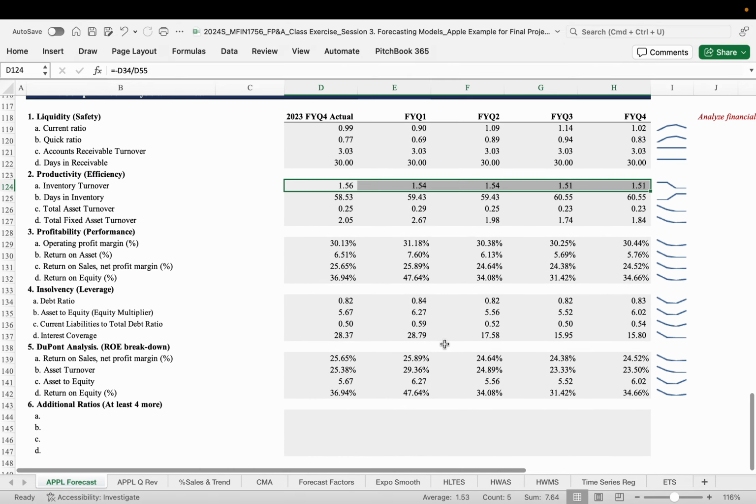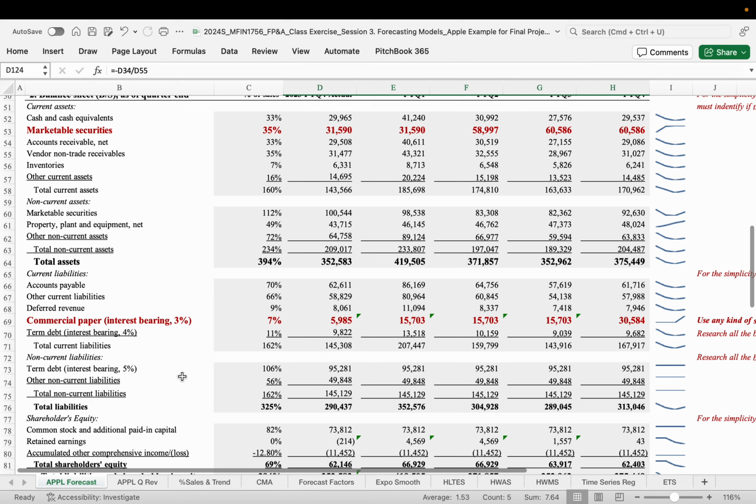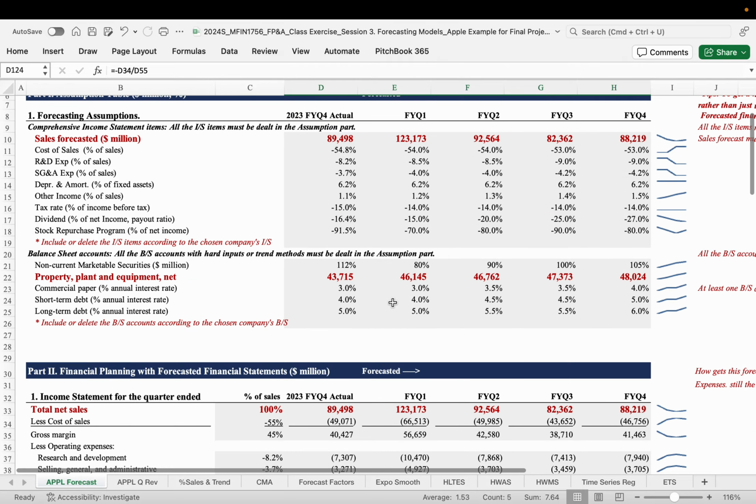Okay, so I hope you use this template well and revise the template along with the different account names of your chosen company, and put in more data and more of the assumption part as much as possible, so that you can get more credit, higher credit, right?